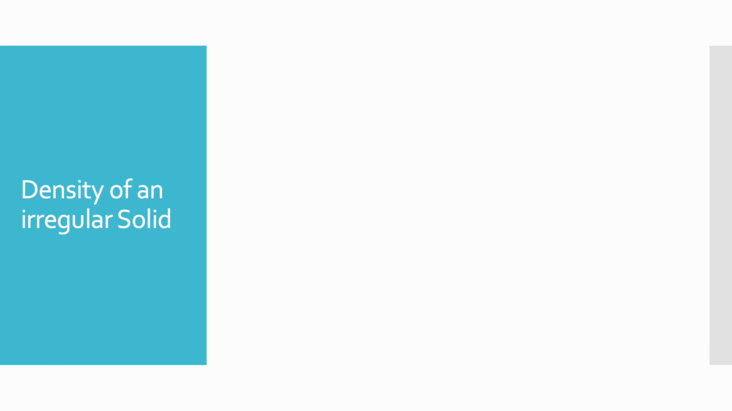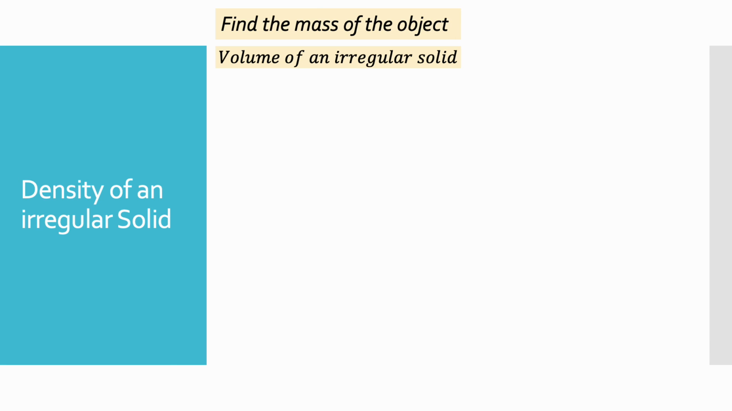But what if the object doesn't have a regular shape? In the previous slide we saw the objects were having regular shape. Now let's say the object is not having a regular shape. Can we calculate the density? Yes. A rock or a piece of metal with no clear edges is irregular in shape. In that case, we use the water displacement method to find the volume.